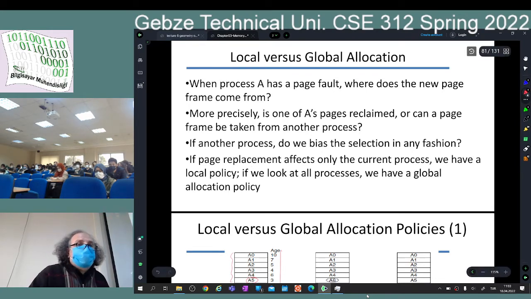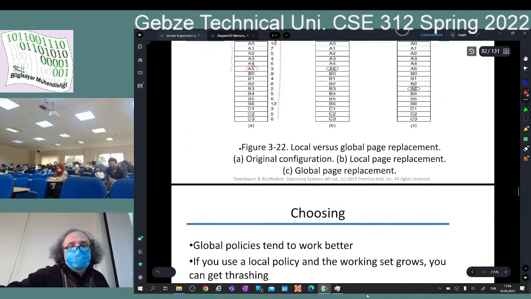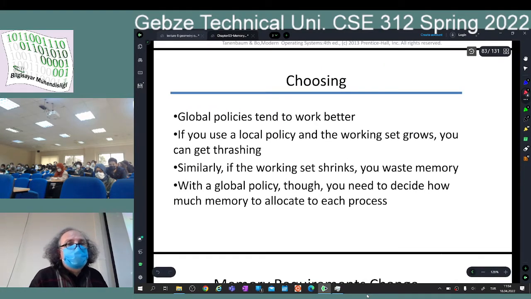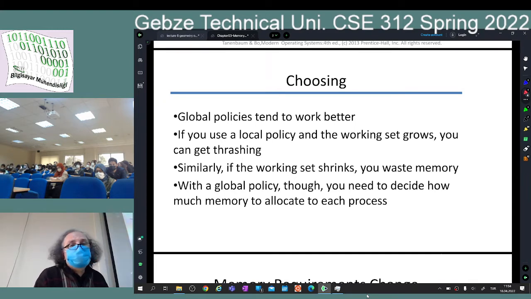So if a page replacement affects only the current process, we have a local policy. Otherwise, we have global policies. So the choosing happens this way. The global policies tend to work better. And if we use a local policy, when the working set grows, okay.